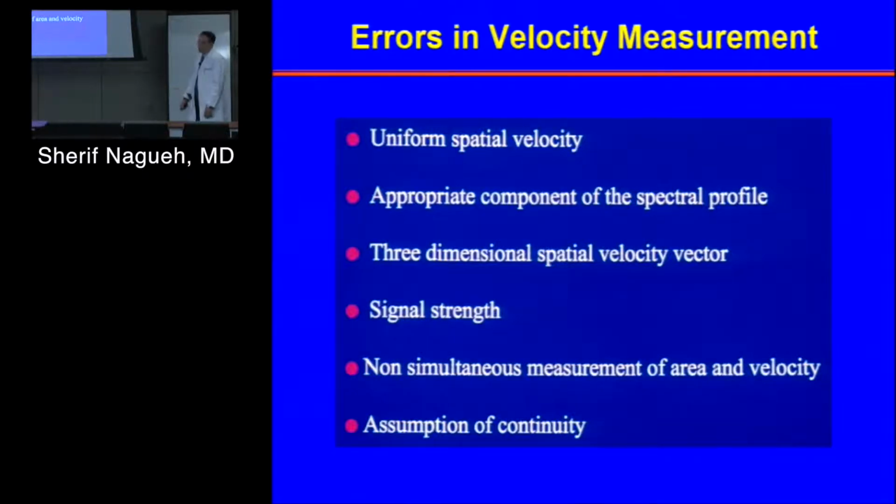And then the assumption of continuity. What does that mean? It means that the flow that I measure, say, at the LVOT is the same as the flow that is, say, going to the mesenteric circulation. If you look at it, it's not true, because there are some flows or some blood that would have reached the upper extremities, would have reached the brain, and so on.